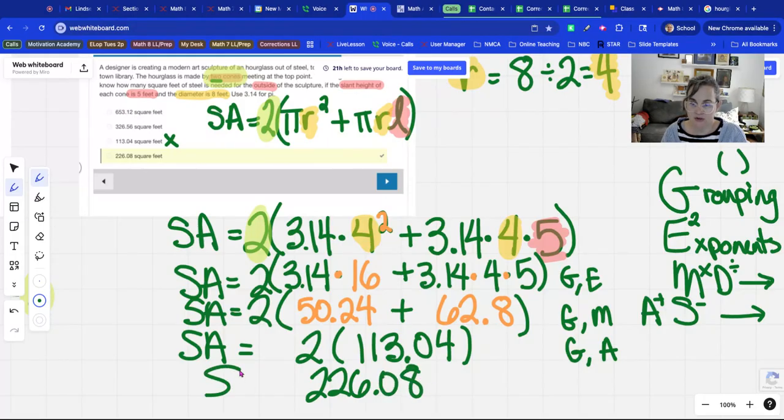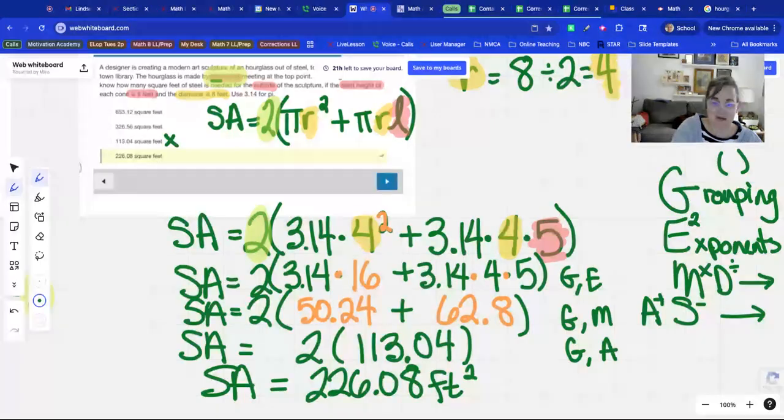Okay, and then just a reminder, when we find any kind of area, we use square units. Okay, so that's that one. Good luck with these, guys. Take your time, show your work, get that scratch paper out and use it, use it, use it.